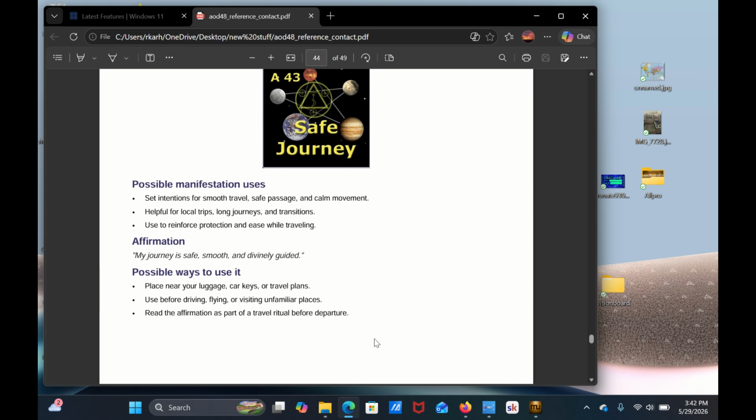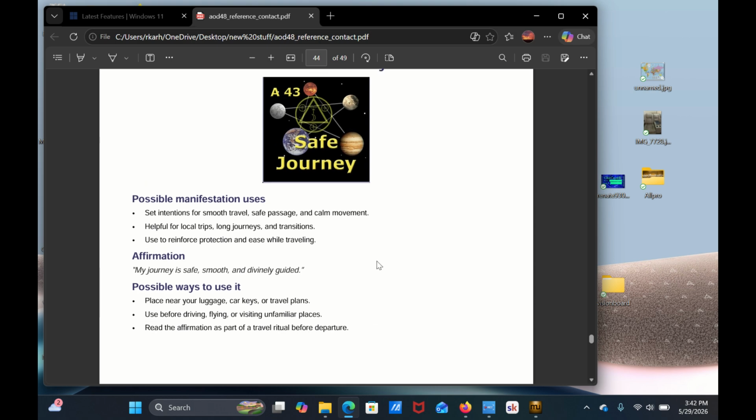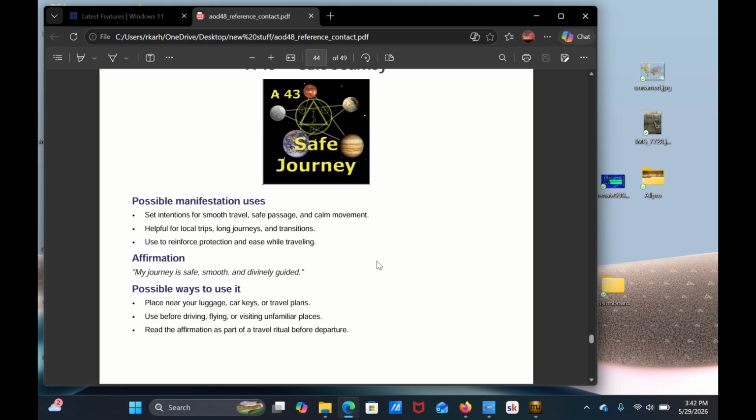Safe journey. Set intentions for smooth travel, safe passage, and calm movement. Helpful for local trips, long journeys, and transitions. Used to reinforce protection and ease while traveling. My journey is safe, smooth, and divinely guided.